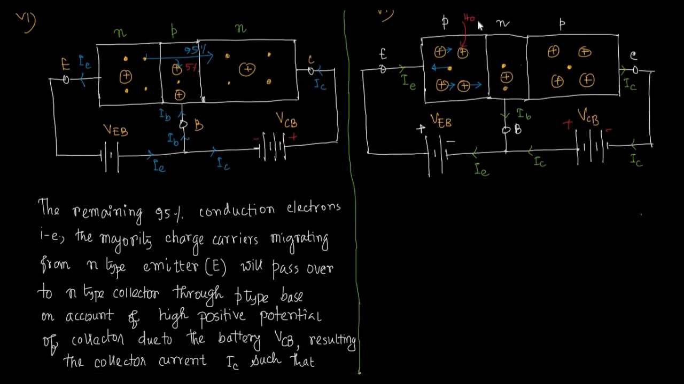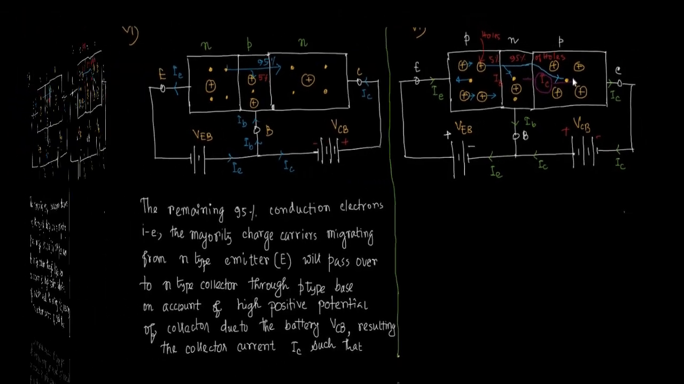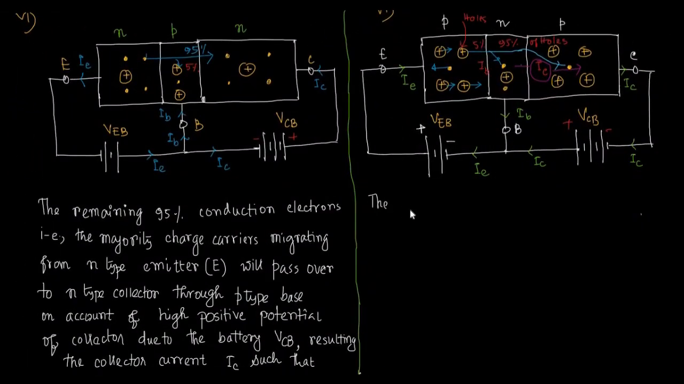In the PNP transistor, majority charge carriers, that is holes from the p-type emitter, will migrate into the p-type collector through the n-type base. Here, some holes will migrate into the n-type base and recombine, producing base current IB, and the remaining 95% of holes will migrate from the p-type emitter to the p-type collector through the base, producing the collector current IC, which flows from base to emitter.